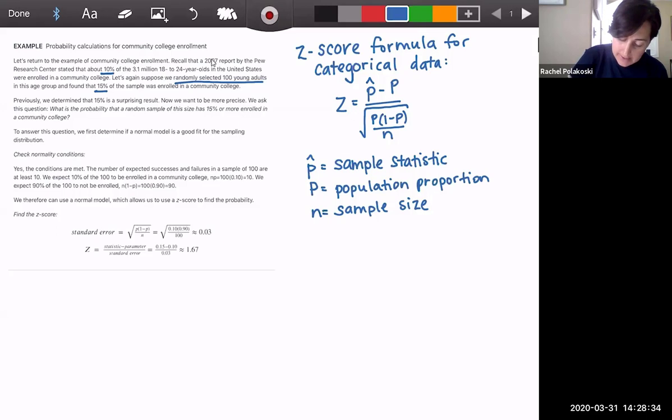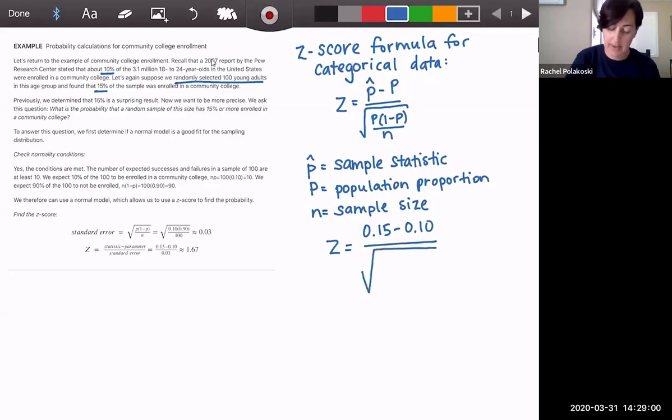So I'm going to replace them into the formula, making sure to change my percentages to decimals. So 10% would be 0.10 and 15% would be 0.15. So p-hat, our sample statistic, is 15%, 0.15, minus P, which is 10%, 0.10, divided by the big square root symbol, P, 0.10, times 1 minus P, 0.10, divided by N, our sample size, which is 100. Now that I got all my numbers in place, I take this one step at a time.